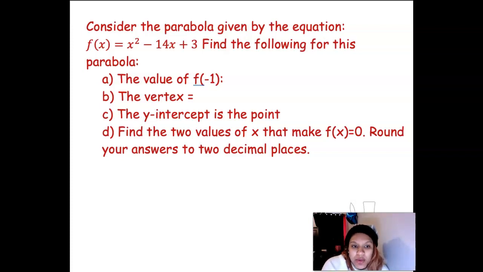Here we have an example. We're going to have to find 4 different things. It says, consider the parabola given by the equation f of x equals x squared minus 14x plus 3. Find the following for this parabola. The first thing it asks, we want to find the value of f of negative 1. This means we want to see what is the y value when x is negative 1.